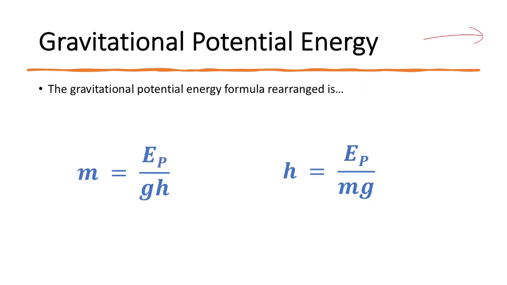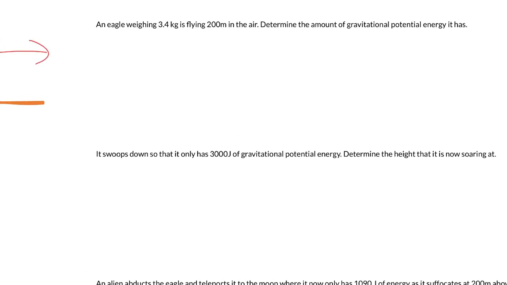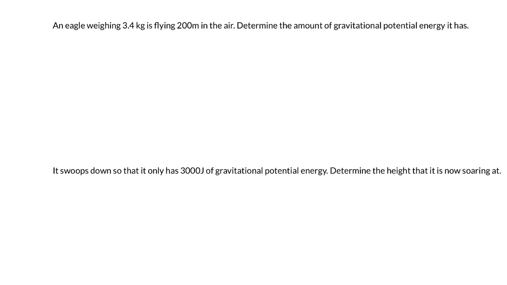You can rearrange the equation to get different versions of it. The last one would be G is equal to EP over MH, if you wanted that one. But let's have a look at some questions. An eagle weighing 3.4 kilograms is flying 200 meters in the air. Determine the amount of gravitational potential energy it has.